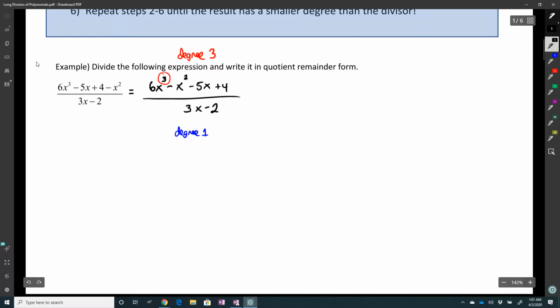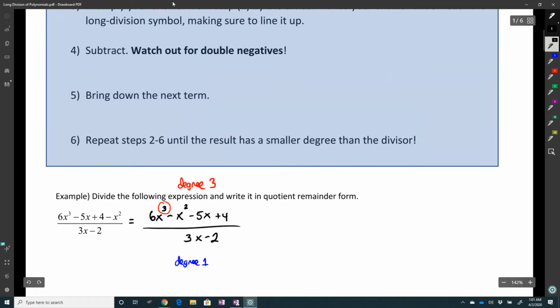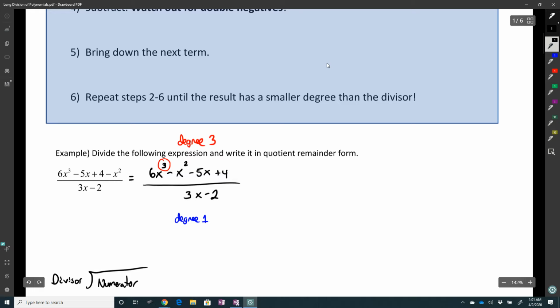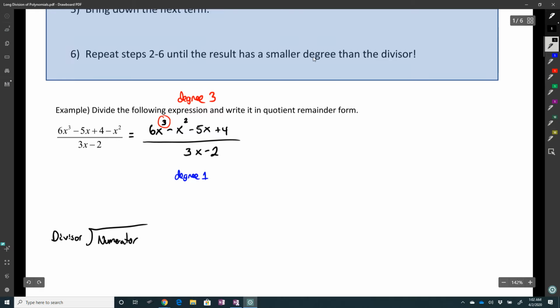remember we had the divisor, we had the numerator. We're basically doing, the bottom is what goes on the outside. So I have 3x minus 2. I do the long division sign, and then I write down 6x cubed minus x squared minus 5x plus 4.